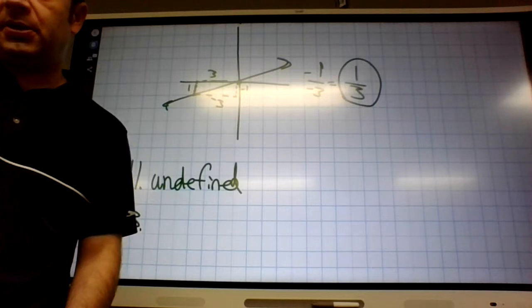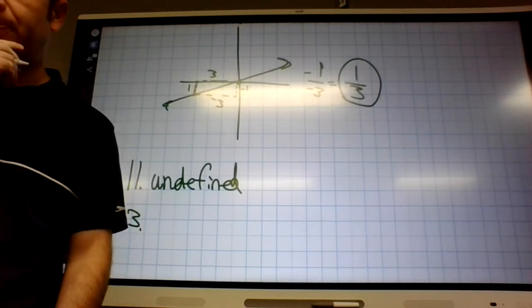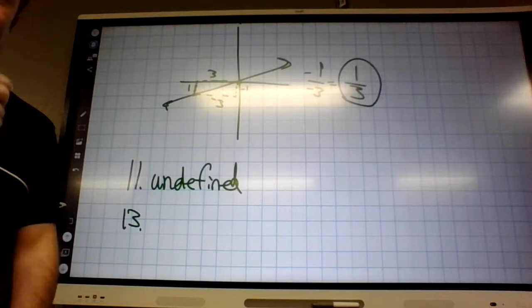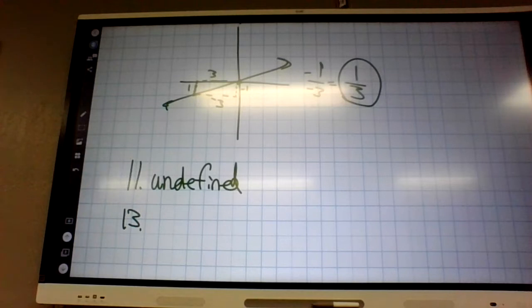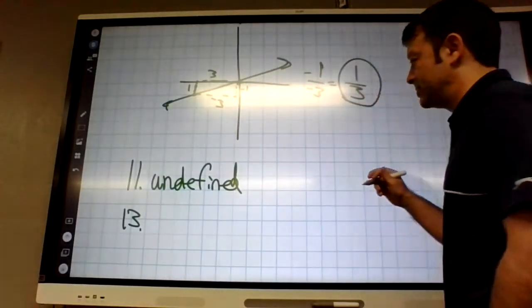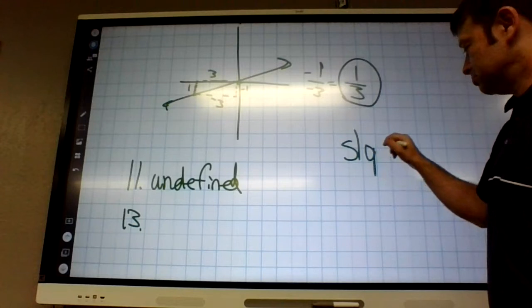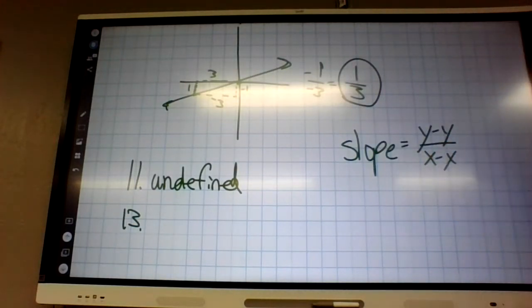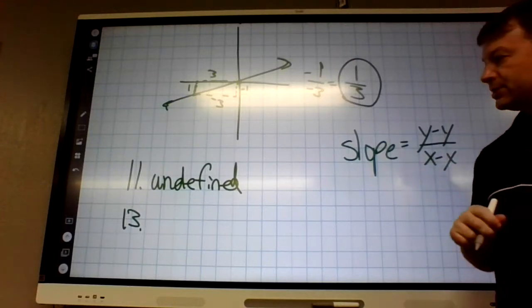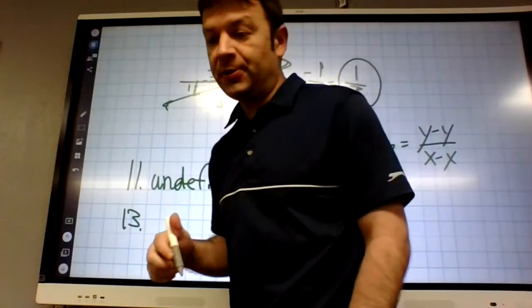Okay, 13. Find the slope of the line passing through the points. So how do I find the slope if they just give me 2 points? M equals y2 minus y1 over x2 minus x1. I never put the little 2's and 1's because it's just easier to remember. As long as you go the same direction, you'll be okay. So on 13, it's 2, 5, and 3, 9.